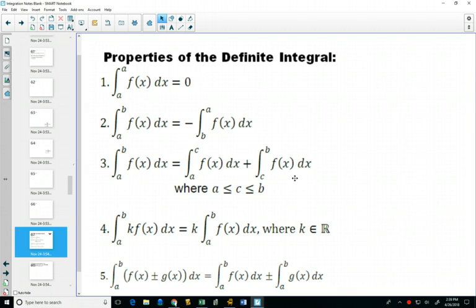If you want to put a value C in between A and B, then the area from A to B is the same as the area from A to C, and then adding the area from C to B. Because you're just splitting it up into two different sections.